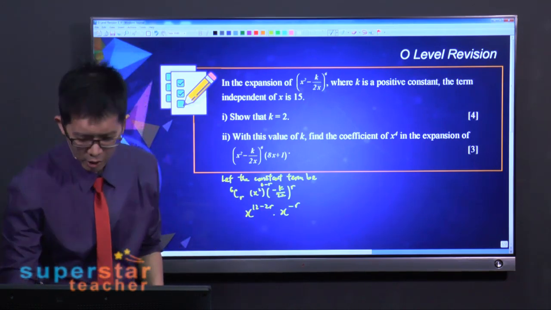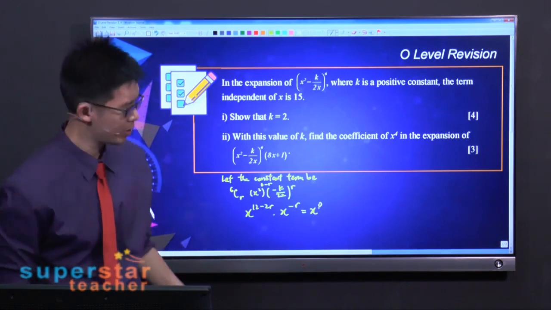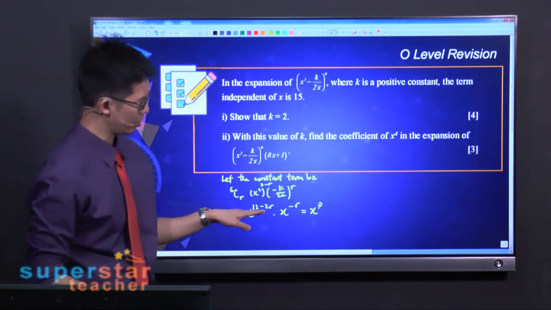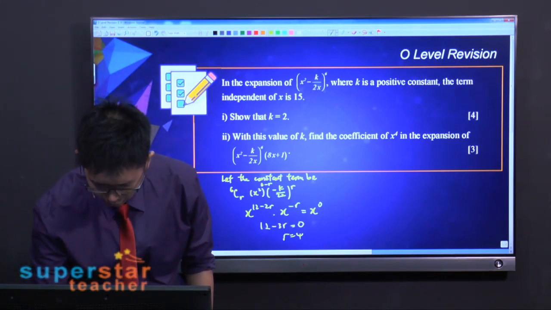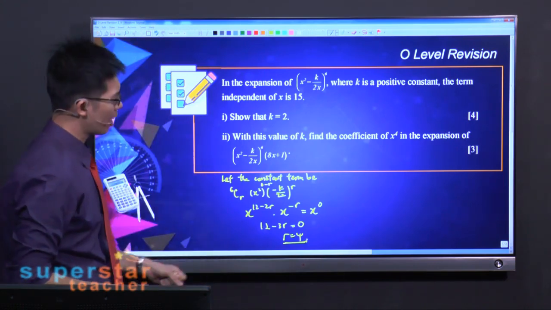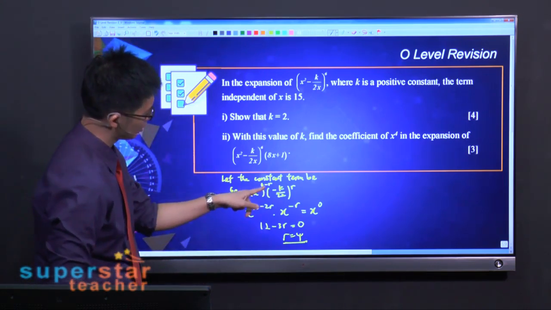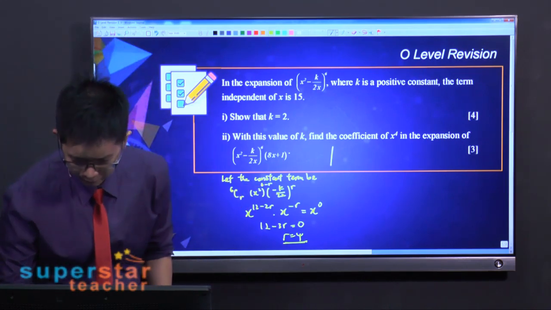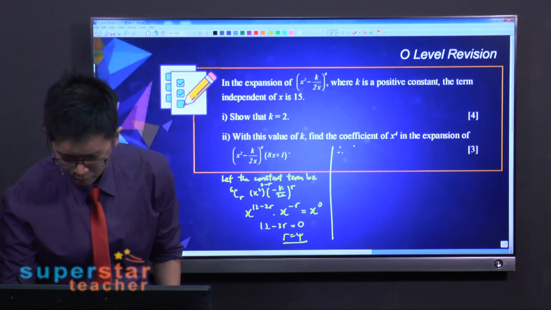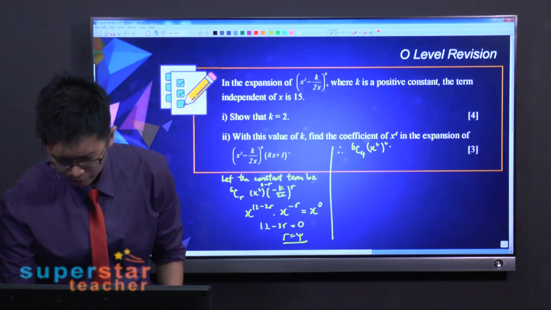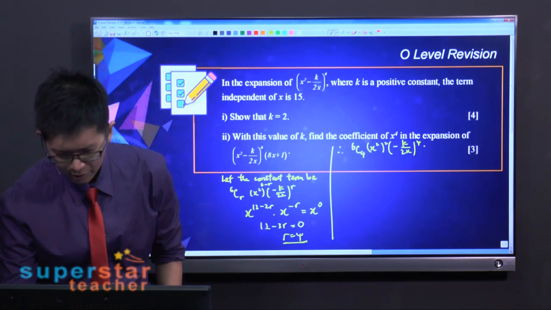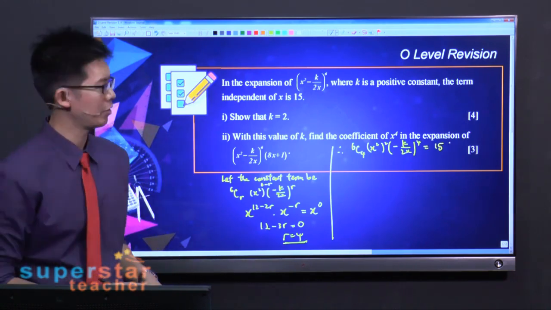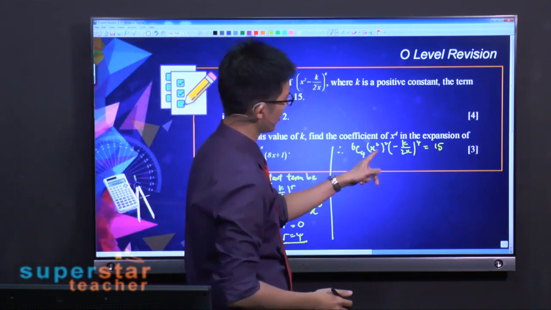Because you want this to be equal to x to the power 0, which means that if you compare the power, you are going to have 12 minus 3r equals 0, so r is equal to 4. Okay, so r equals 4 means here 4, here 2. So therefore the constant term will be 6C4 times x squared times minus k over 2x to the power 4. Okay, and this is going to be equal to 15. And you can see very clearly now that all the x will be cancelled away anyway.